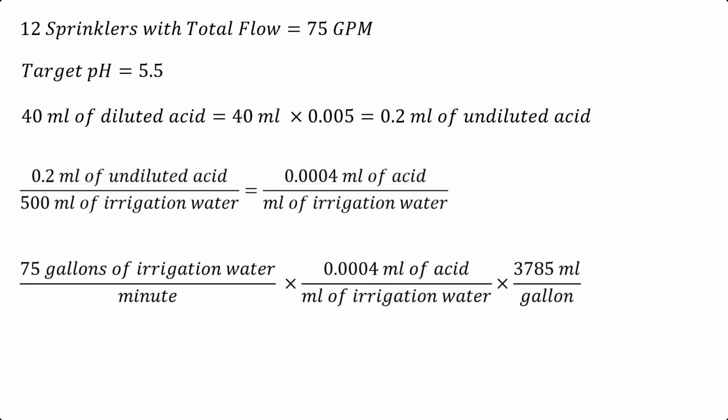Knowing that the flow is 75 gallons per minute for our sprinklers and using that small acid concentration there, we see that we will need to inject about 113 milliliters of acid per minute.